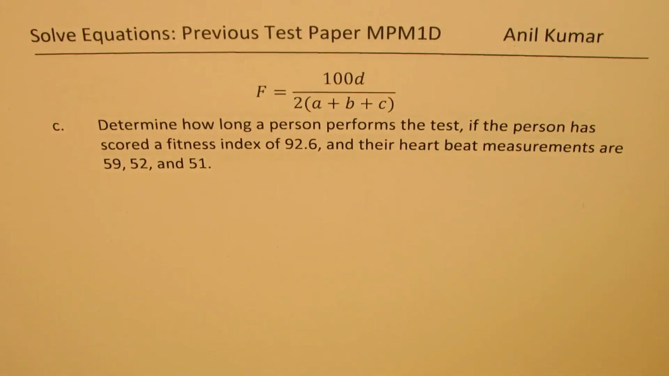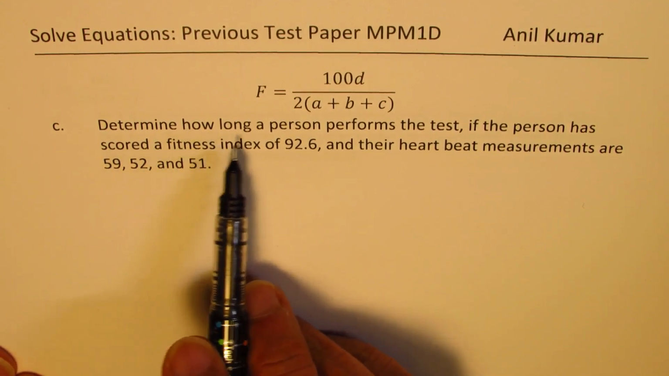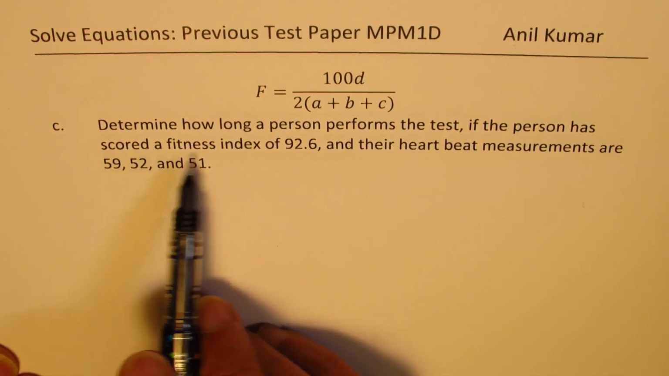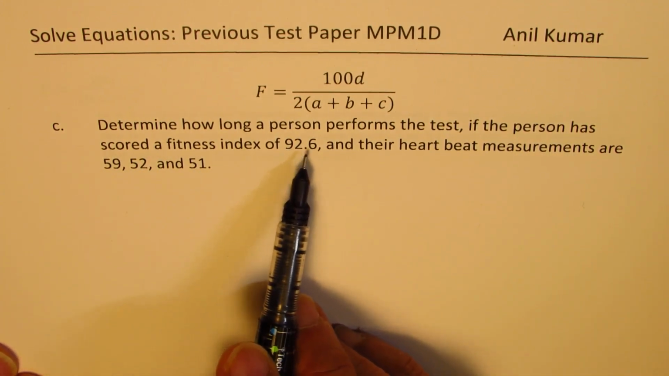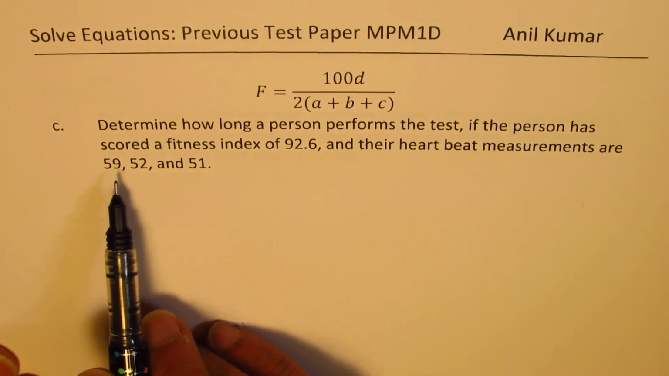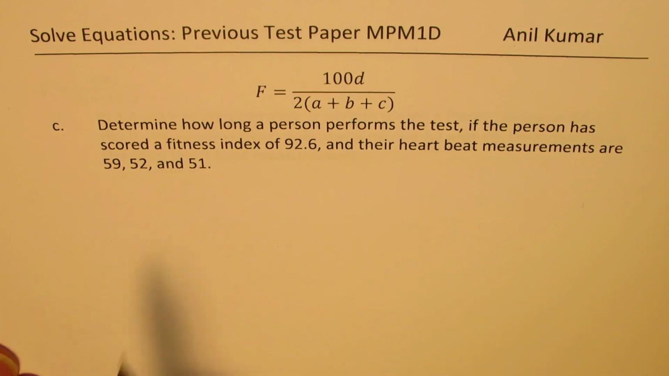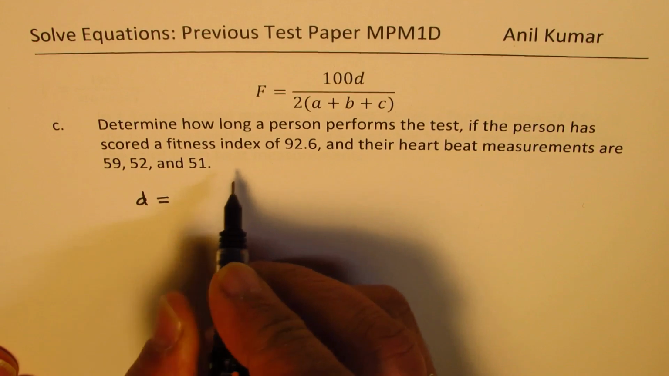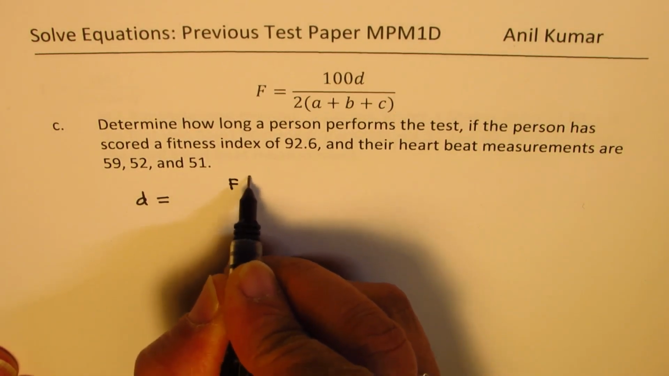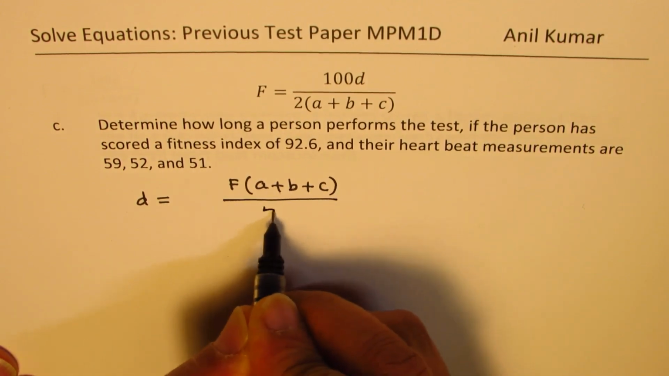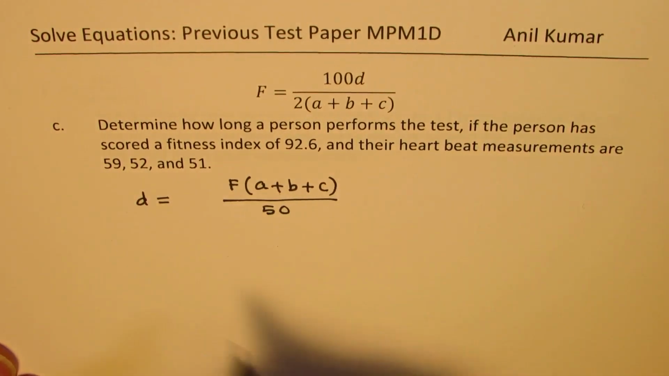Let's see part C. In part C, we have to determine how long a person performs the test if the person has scored a fitness index of 92.6 and their heartbeat measurements are 59, 52, and 51. Well, you could use the formula which we just derived, which is D is equal to F times A plus B plus C divided by 50 to get the answer. This is one way to do it, right?